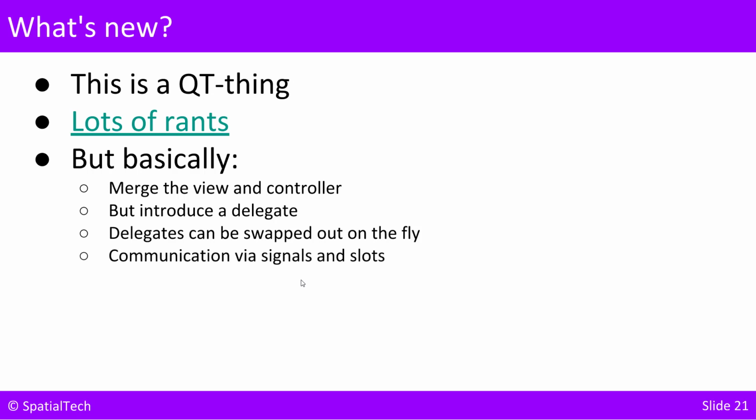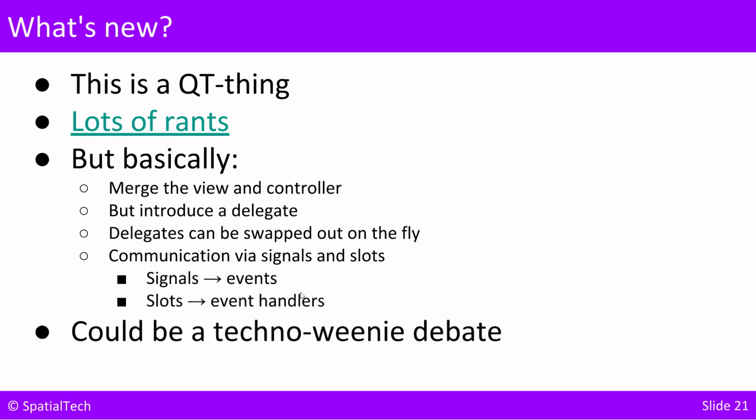Lots of communication via signals and slots. Signals are events, and slots would be event handlers and that sort of thing. So lots of communication that way to deal with any kind of latency. This could be a techno-weenie debate, but it's really about them being clear about, well, no, that's not really what we did. They kind of fused the view and the controller together, but then added this layer called the delegate, which gives you the flexibility to present the model in many different ways.